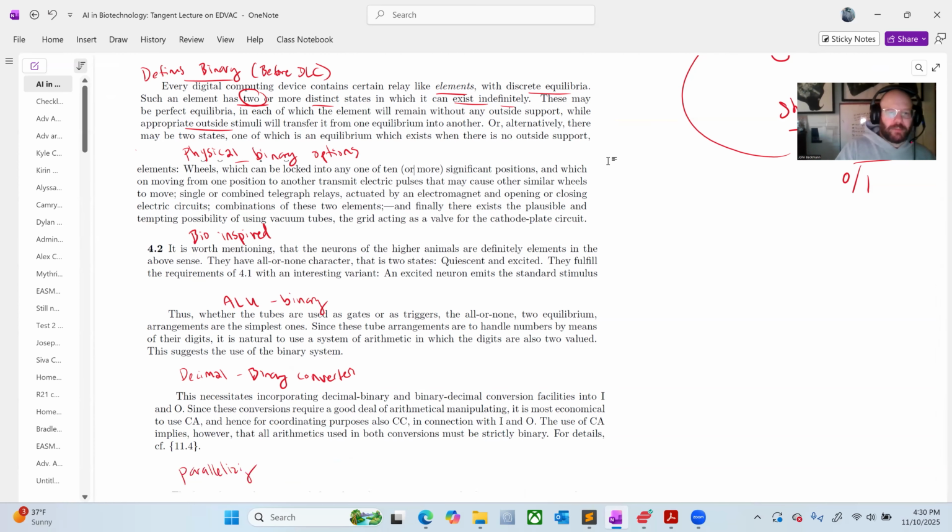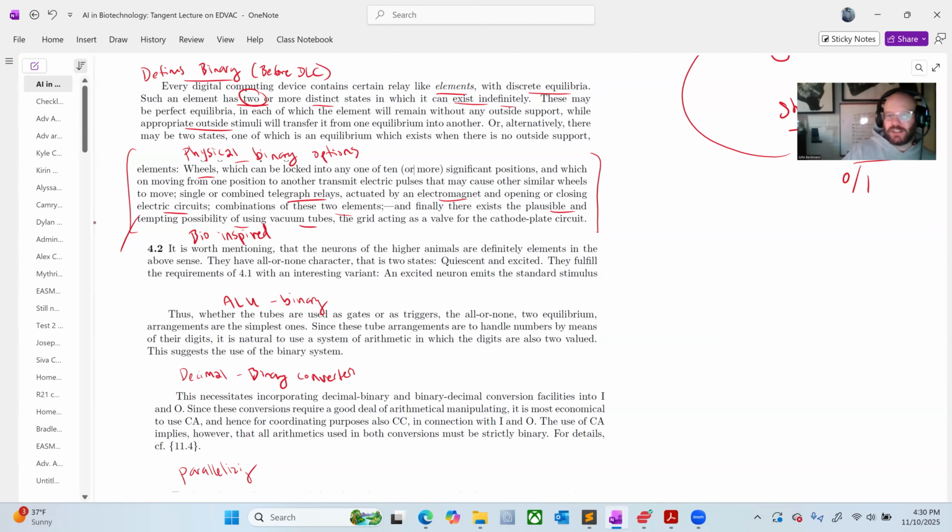And he says, to build these things, these binary switches, you could use a few different things. You could use wheels, you could use telegraph relays, you could use electromagnets, and opening or closing of electrical circuits, which would later become digital logic circuits, combinations of these two elements, or there exists the plausible and tempting possibility of using vacuum tubes. So this is called the EDVAC, the vacuum tube. The first computer was built off vacuum tubes, which is no longer necessarily pertinent. That's not how they're used in modern computers.